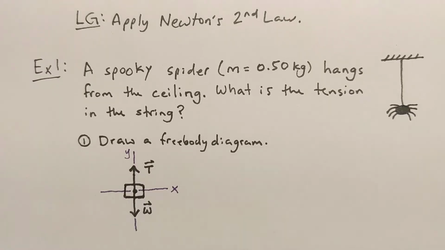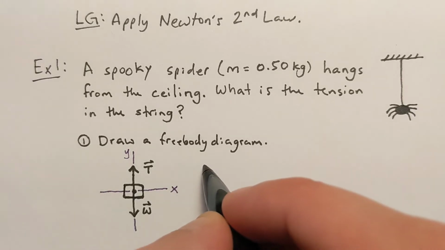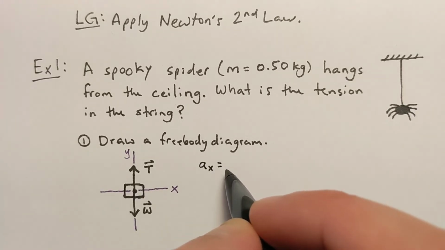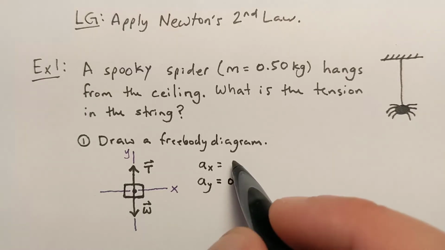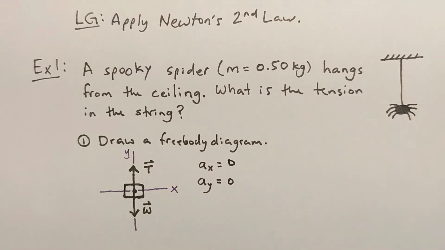Next, I'm going to ask myself, what is the acceleration of the spider in the x and y directions? In this case, the spider is just hanging there. It's not accelerating, it's not speeding up or slowing down. So its acceleration is going to be 0 in both the x and y directions.